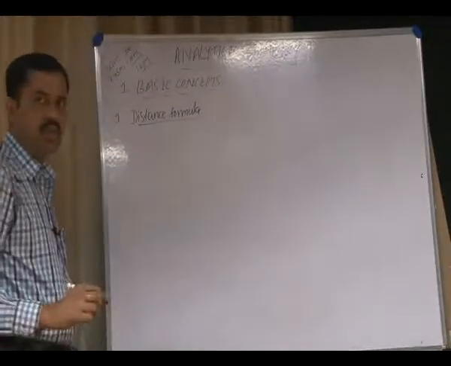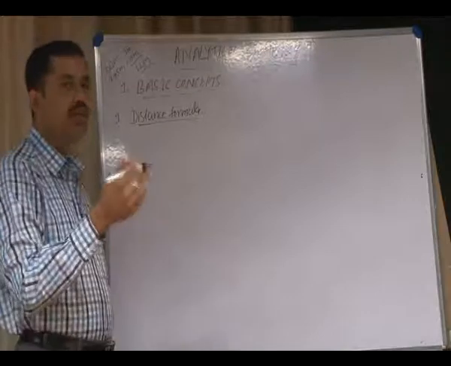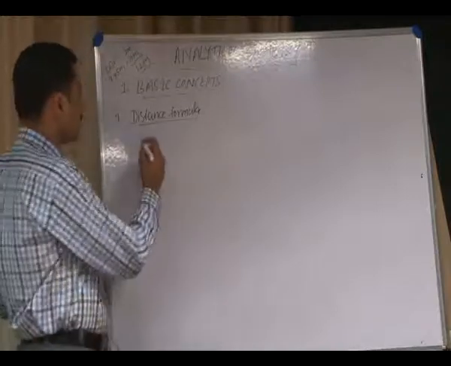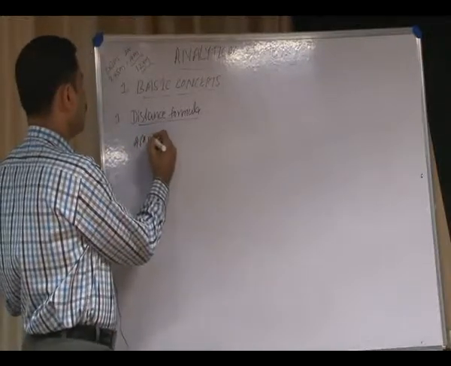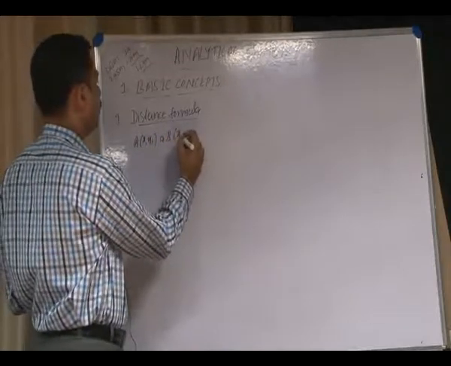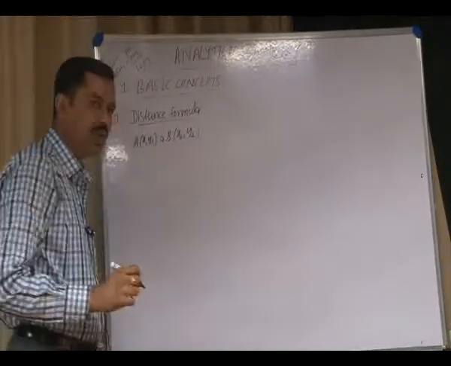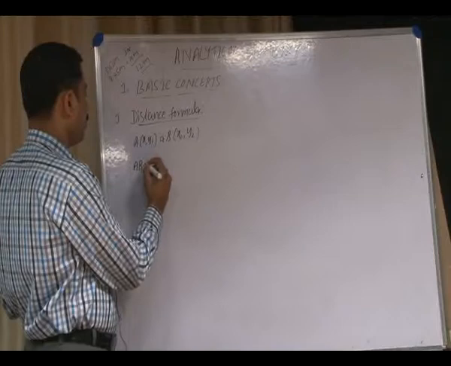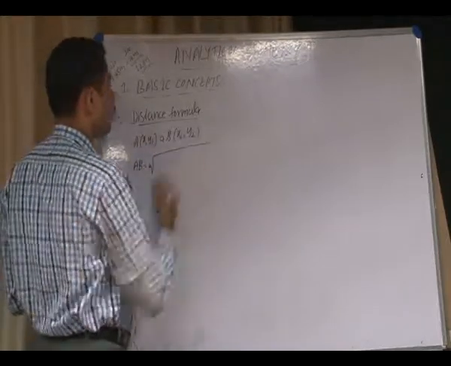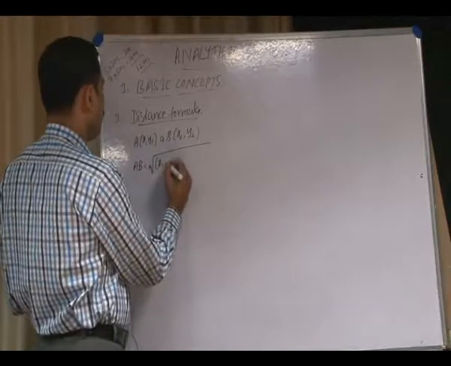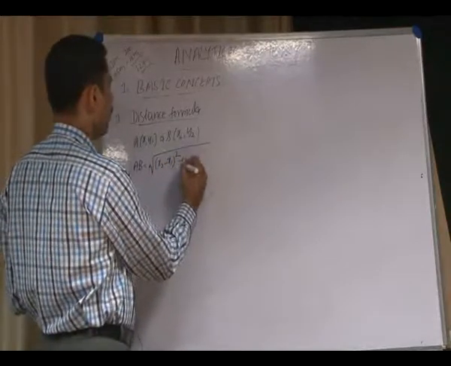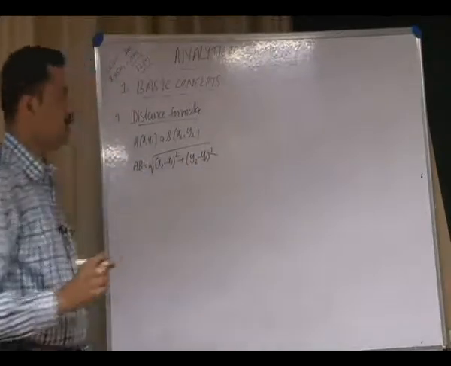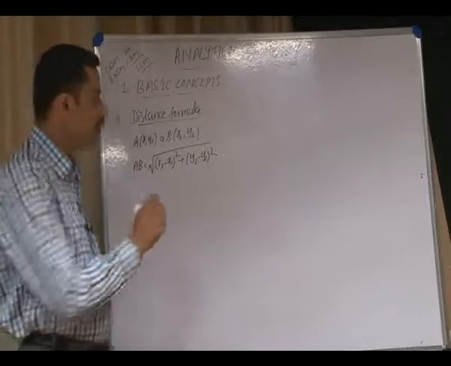Distance formula. It is used to find the distance between any two coordinate points. Suppose A(x1, y1) and B(x2, y2) are any two coordinate points, then the distance between these 2 points AB is equal to the square root of (x2 minus x1) whole square plus (y2 minus y1) whole square. This equation is called the distance formula, and we are going to derive it here.